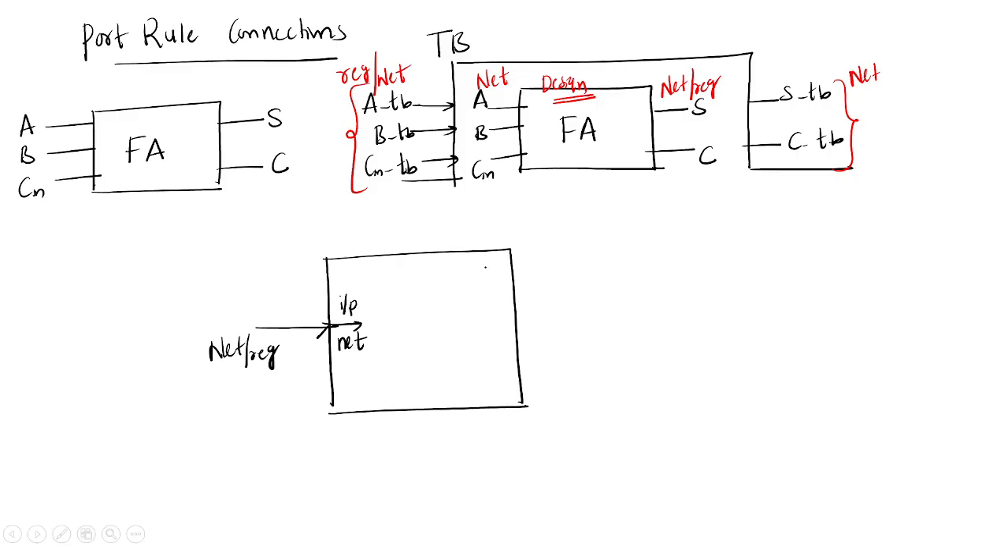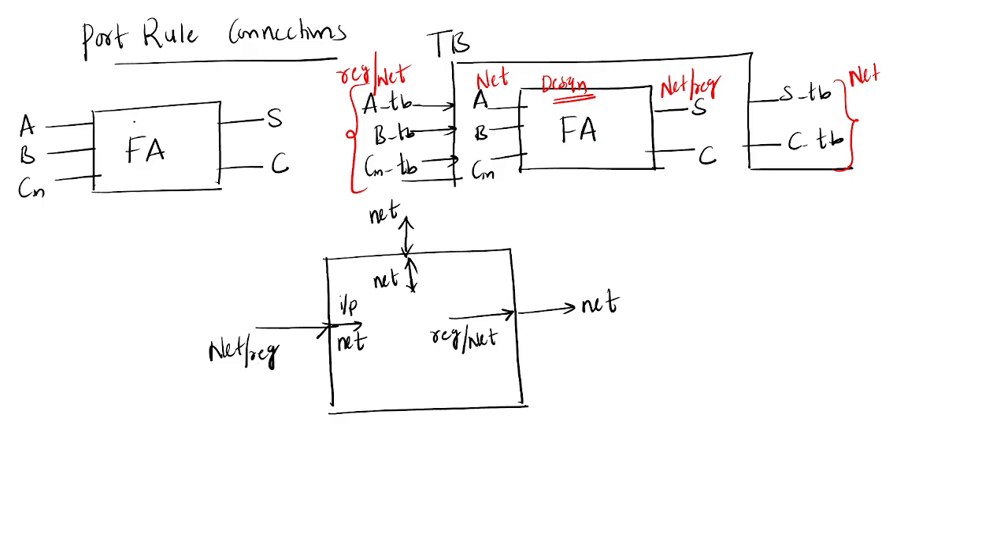There are also some inout ports. For the inout ports, it should be net data type for the top module, and for the design it should also be net data type. And coming out from the design, it is reg or net data type, and the output should be net data type. So these port connections you need to consider.